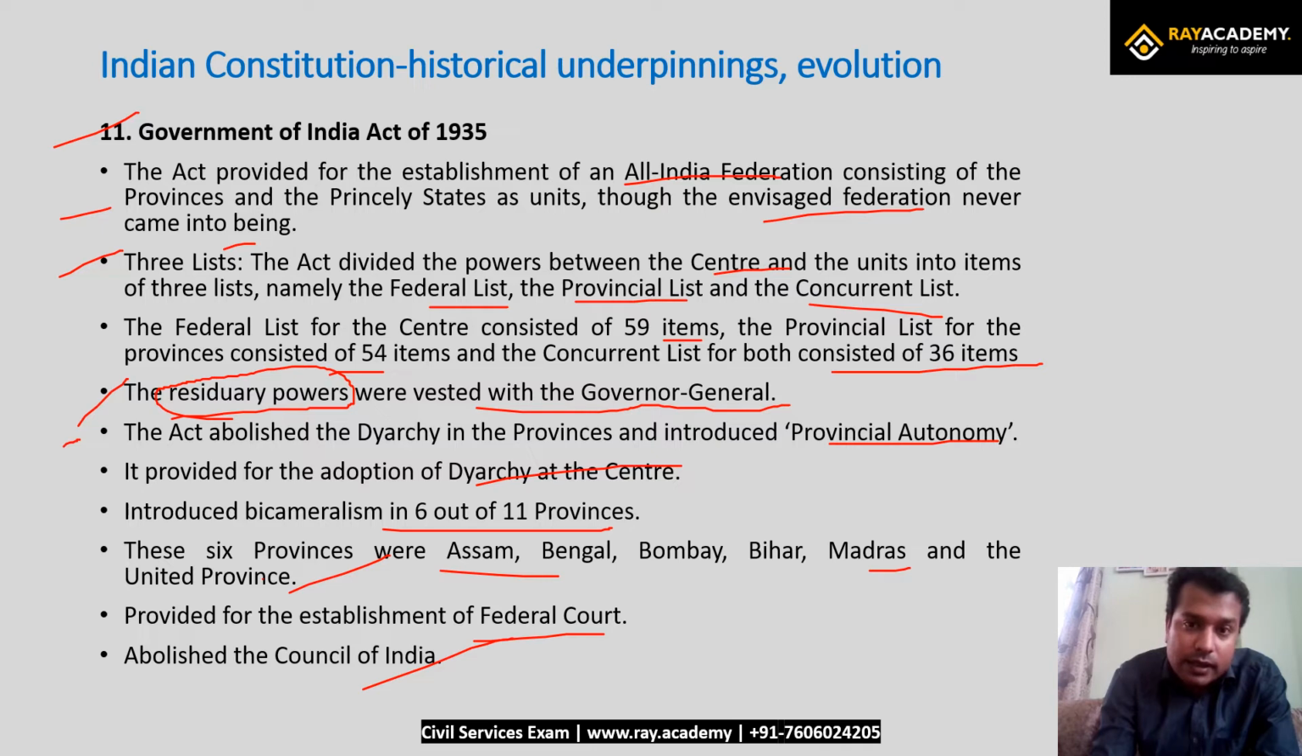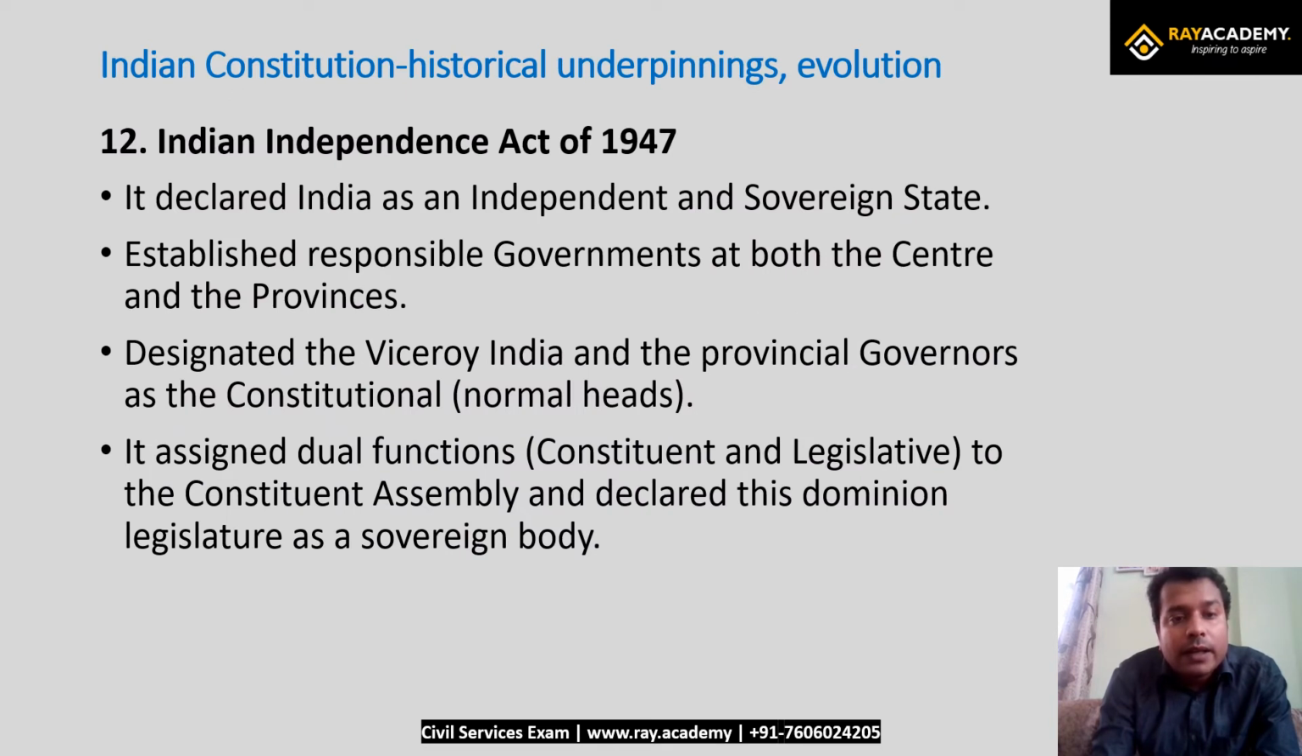You need to understand, as I have highlighted a couple of points here with underlines, please try to remember those points. Now the final act of the historical underpinnings, the Indian Independence Act of 1947. Finally, it declared India as an independent sovereign state. It also established responsible government at both the center as well as the provinces.